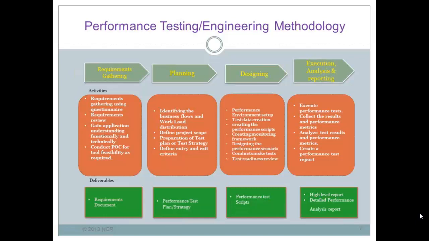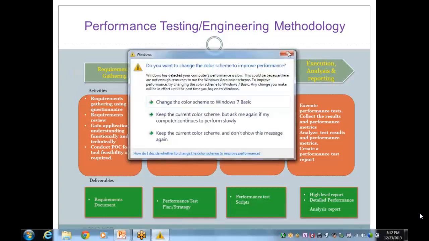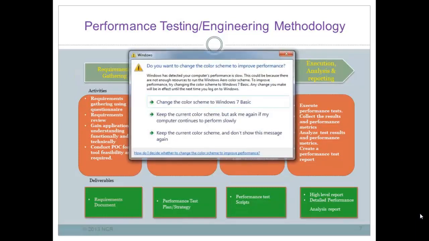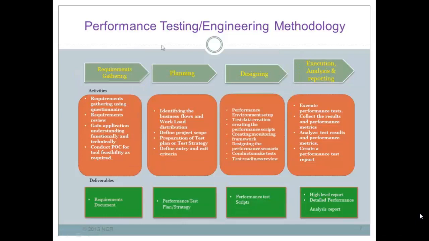Out of the requirements gathering phase, the deliverable will be the requirements document. After completing the requirements gathering phase, the requirements document will be the final output. The next phase is the planning phase. In the planning phase, we identify the business flows and workload.